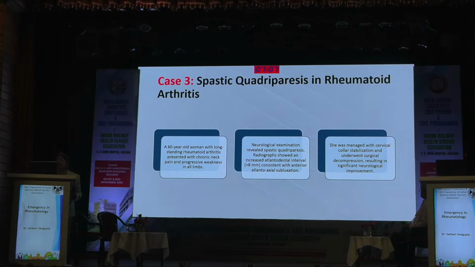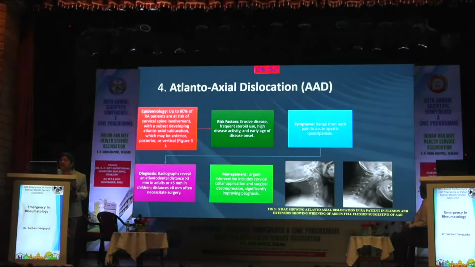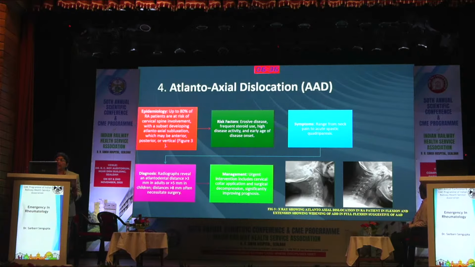This is one of the unique situations a rheumatoid arthritis patient may present with. A long-standing rheumatoid sufferer may complain of neck pain and progressive weakness of all four limbs. On clinical examination, spastic quadriplegia was detected. On imaging, extension and flexion X-rays show more than 3 millimeter in adults and more than 5 millimeter in children, which is always an indication of atlantoaxial dislocation. And of course, more than 8 millimeter difference between the atlas and the odontoid process needs immediate surgery.